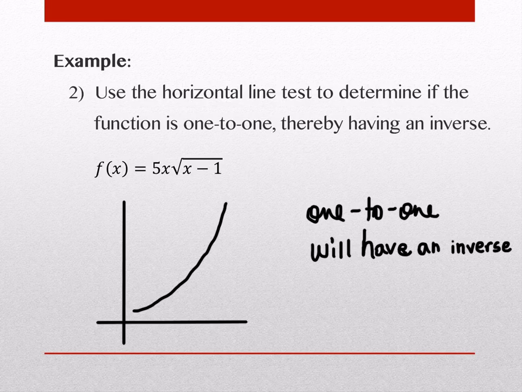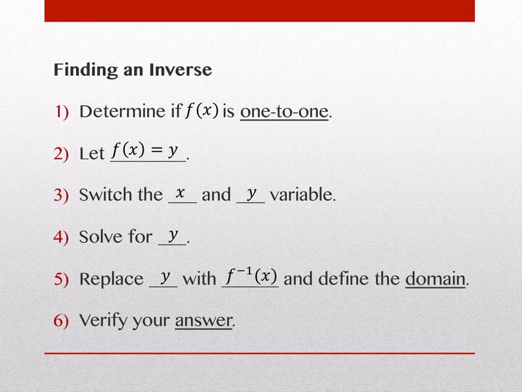Okay, so now we know how to decide, and we'll do the other test later. We know how to decide if it has an inverse, but we haven't talked about how to find said inverse, have we? So let's talk about that next. Actually finding the inverse. So this is a 6-step list of what you can do to find an inverse.